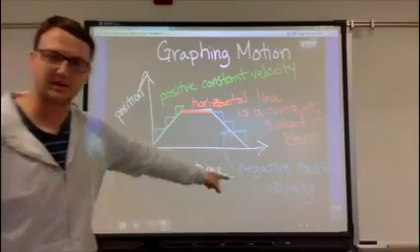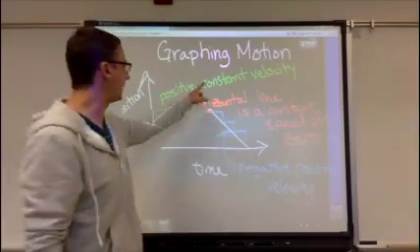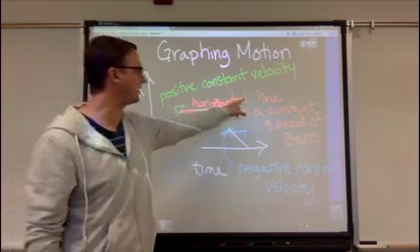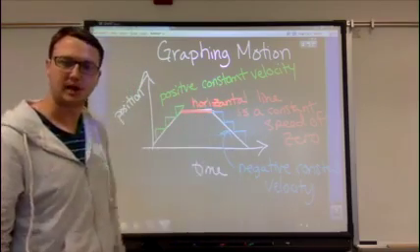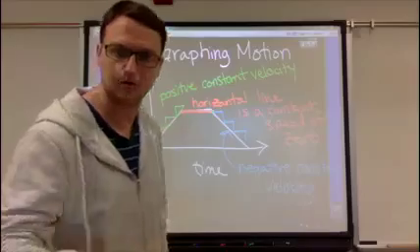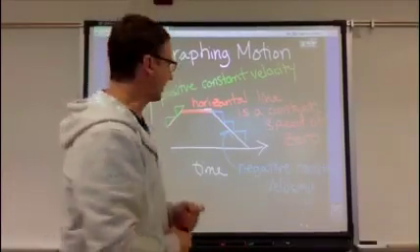So we have a negative constant velocity, we have a positive constant velocity, and we have a constant velocity of 0. Okay? Let's see how we do on the next one. So let's try again.